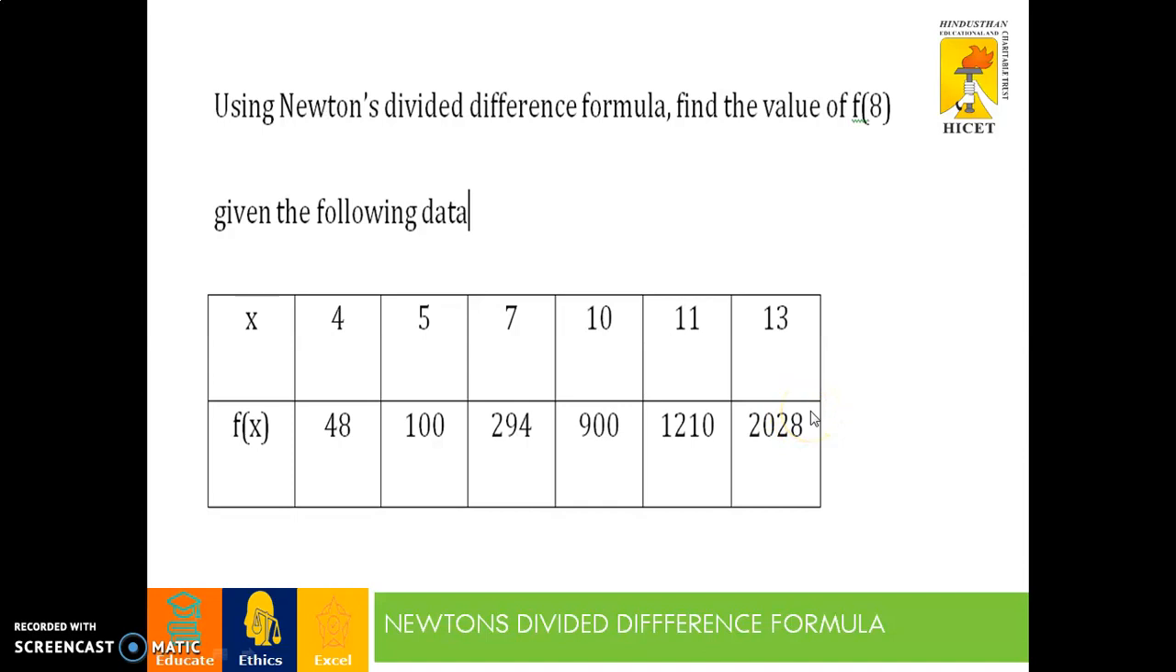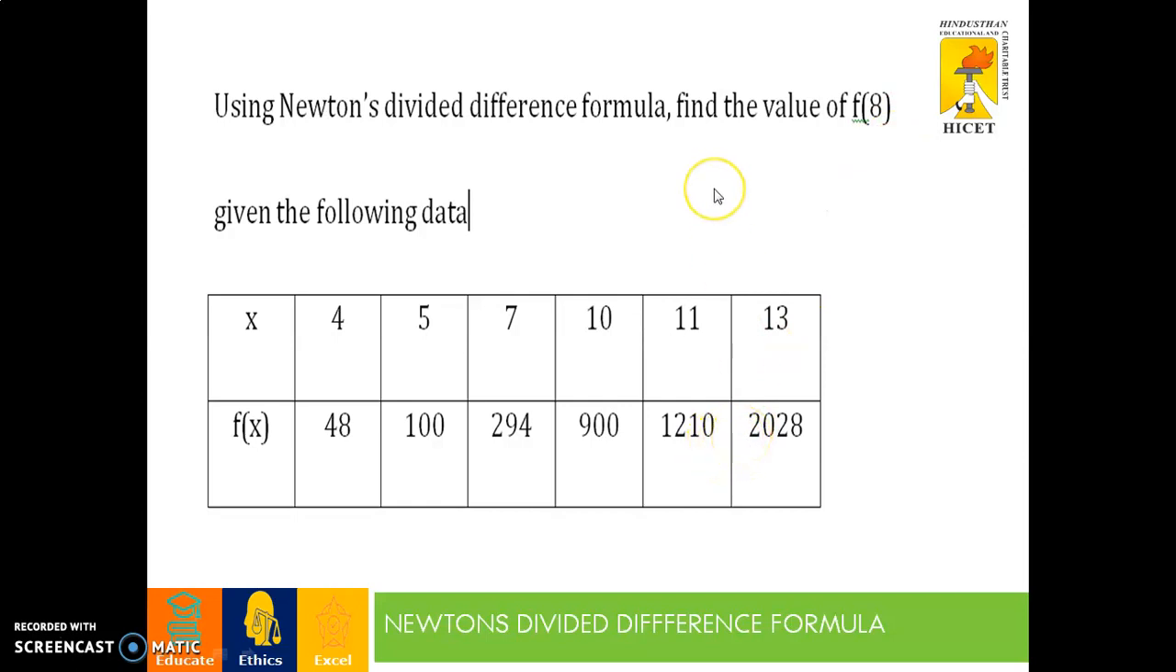Let us see a problem to solve by the method of Newton's divided difference formula. The problem is: using Newton's divided difference formula, find the value of f(a) given the following data. The values of x are 4, 5, 7, 10, 11, 13. Corresponding to x, the f(x) or y values are 48, 100, 294, 900, 1210 and 2028. What we have to find is the value of y, that is f(x).